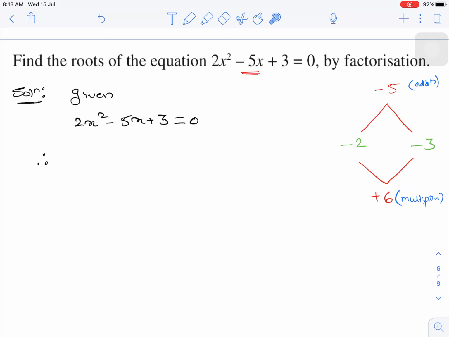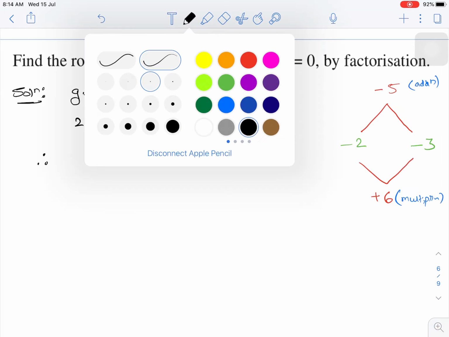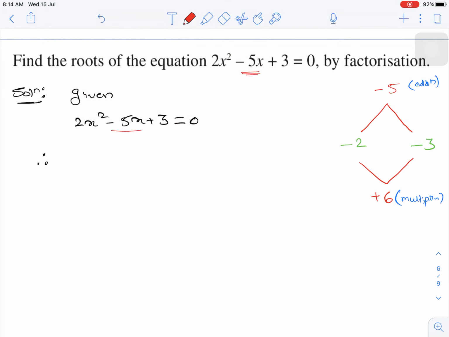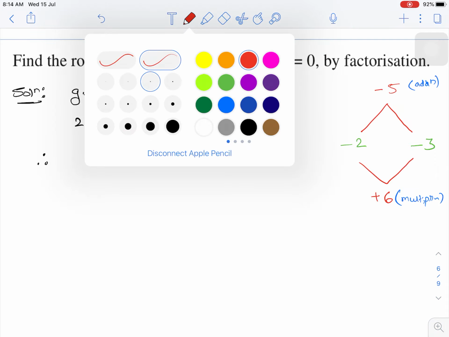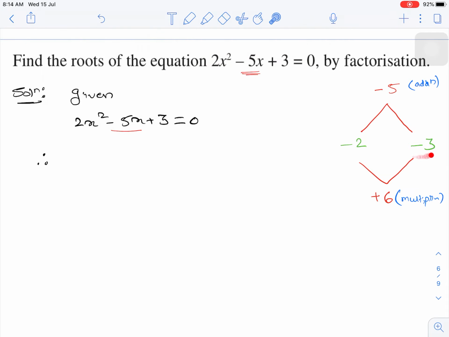Now verify it. When we add these two numbers, what do we get? Minus 5, and when we multiply these two numbers, what do we get? Plus 6. So now we have the factors. Now we are going to split the middle term. Instead of minus 5x, we will write minus 2x and minus 3x. So what you will get is 2x square minus 2x minus 3x plus 3 equals to 0.